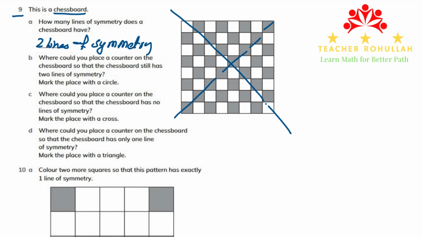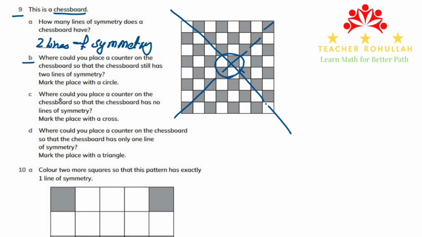Part B of this question says, where could you place a counter on this chessboard so that the chessboard still has two lines of symmetry? So the counter that we can place can be here. It can be over here. Let me draw it. Now it still has two lines of symmetry because it cuts the counter equally.